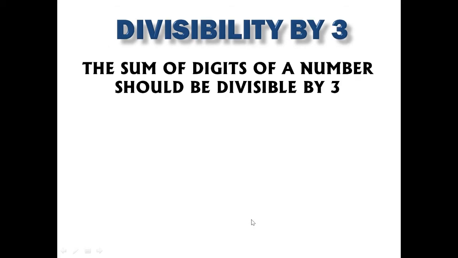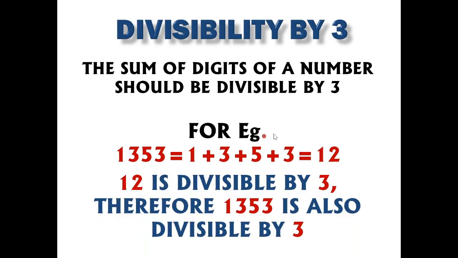Then the rule for divisibility by 3 is that the sum of digits of a number should be divisible by 3. For example, we have this number 1353 and we will add up all the digits in this number: 1 plus 3 plus 5 plus 3, and we get 12, and 12 is divisible by 3. 3 fours are 12. So this number will also be divisible by 3.